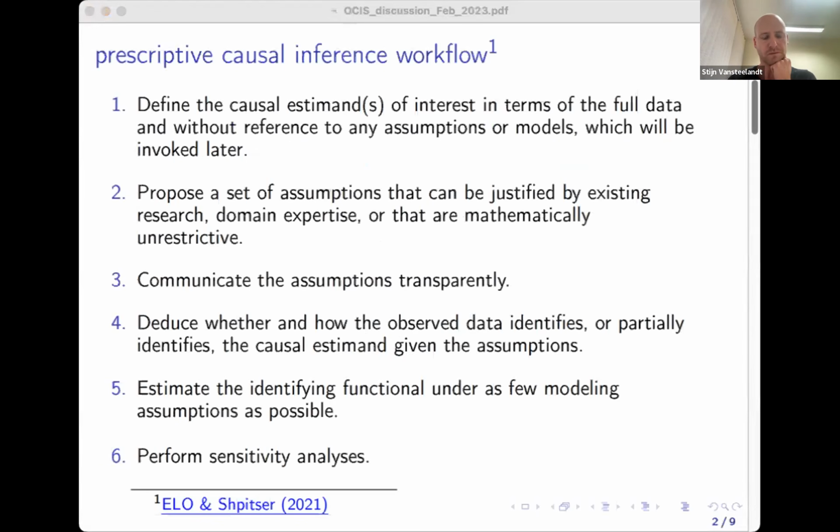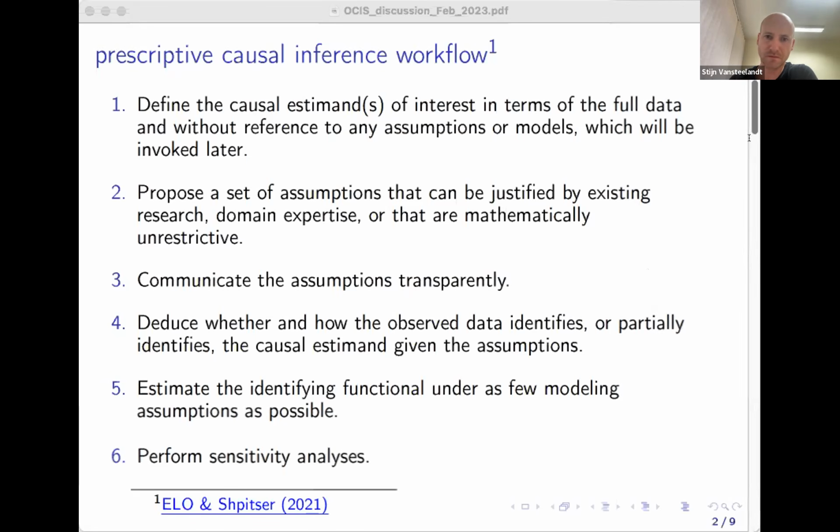So here's my view of an optimal causal inference workflow in the prescriptive vein. The first step is to define the causal estimands of interest, and we define them in terms of the full data, meaning the potential outcomes and possibly observed data as well, but without reference at first to any assumptions or models. These will be invoked later. And the point of isolating the definition of the estimand of interest from practical concerns about assumptions and models is that it avoids retrofitting the question to match your preferred methods.